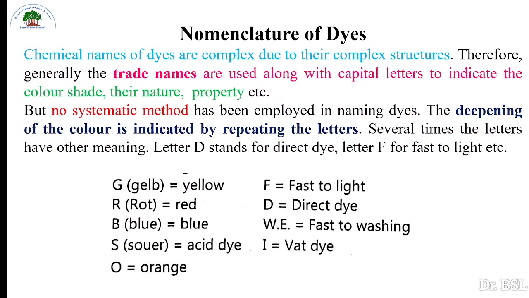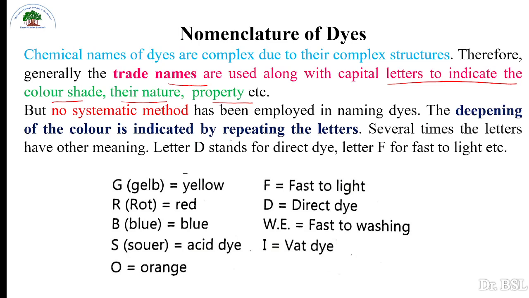Then let us see nomenclature of dyes. Chemical names of dye are complex due to their complex structure. Therefore, generally, the trade names are used along with capital letters to indicate the color shade, their nature, property, etc. But no systematic method has been employed in naming dyes.